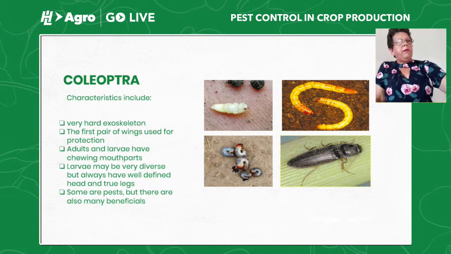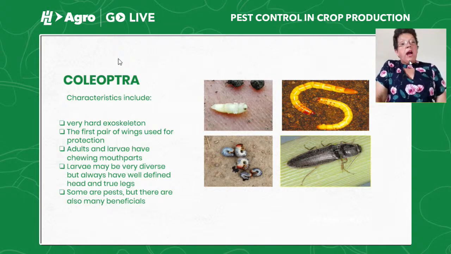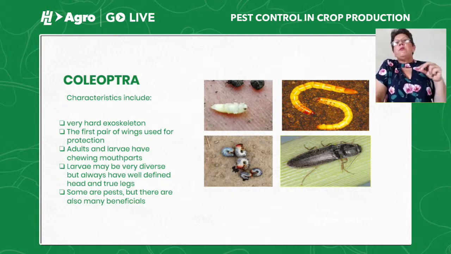The next group here is Coleoptera. There's a misspelling here, Coleoptera. The O must be before the E. They have a very hard skeleton. The first pair of wings is used for protection. It's always colored. It's never transparent or colorless. It's always colorful. It's very hard. Adults and larvae have chewing mouth parts, all of them.